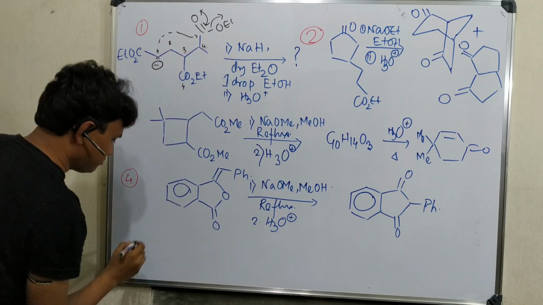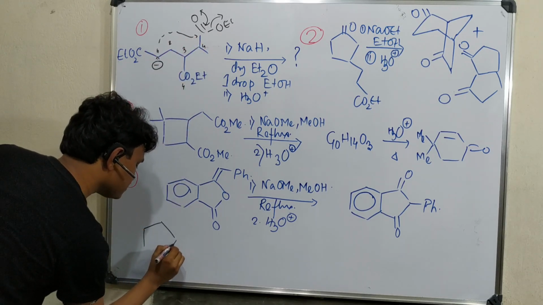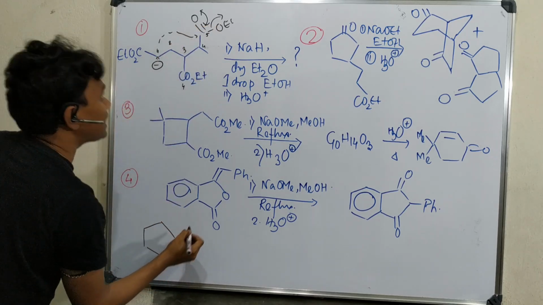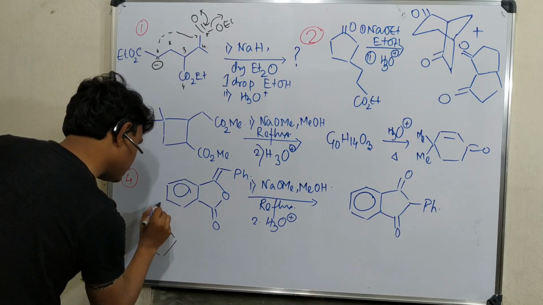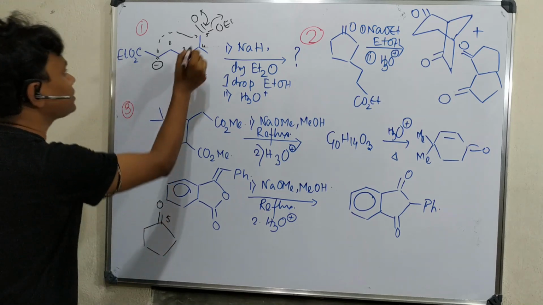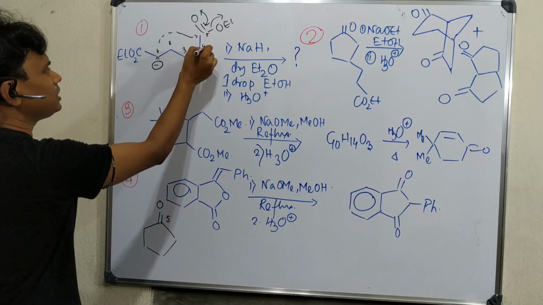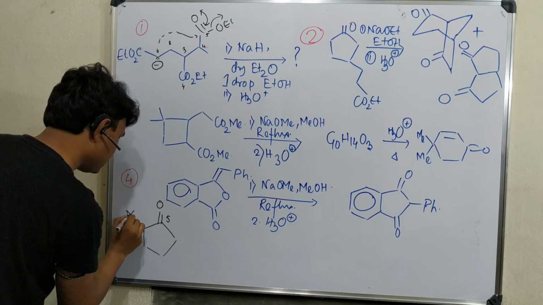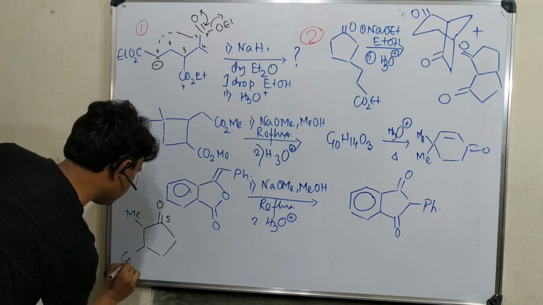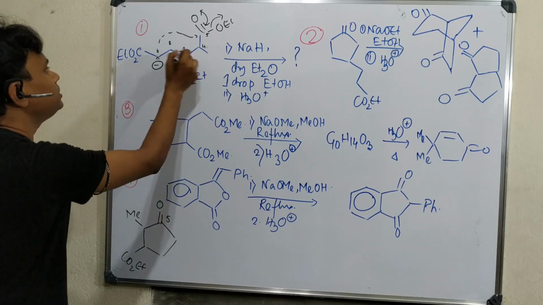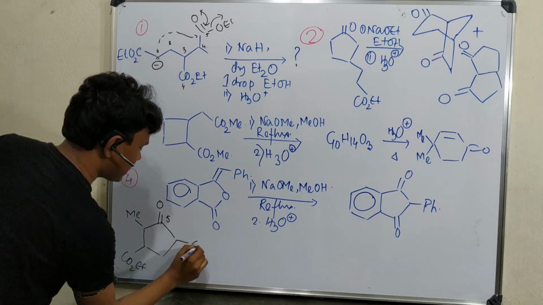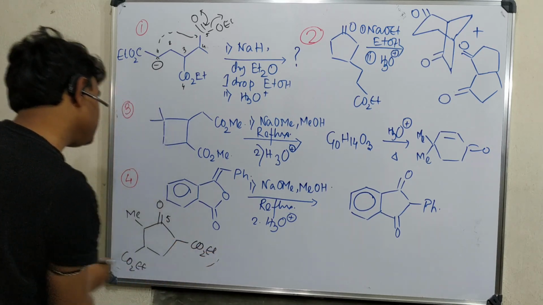Since it's a 5-member ring, let's draw a 5-member ring first. Now let's consider this is 5, and let's consider this is a carbonyl group. Okay, fine. After that, 4 is a methyl. This is methyl. 3 has CO2Et attached. Then 2 is simple, and 1 is attached to CO2Et. So this will be the product.